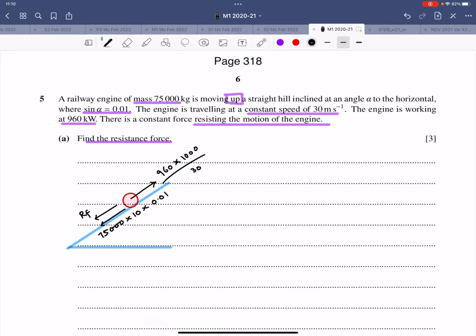So 960 into 1000 divided by 30, because the acceleration is zero, constant speed, forward forces and backward forces are equal. That is RF plus 75,000 into 10 into 0.01. Hence, you can find the value of RF, and this comes out to be 24,500 Newton. That is the resistive force for 3 marks.